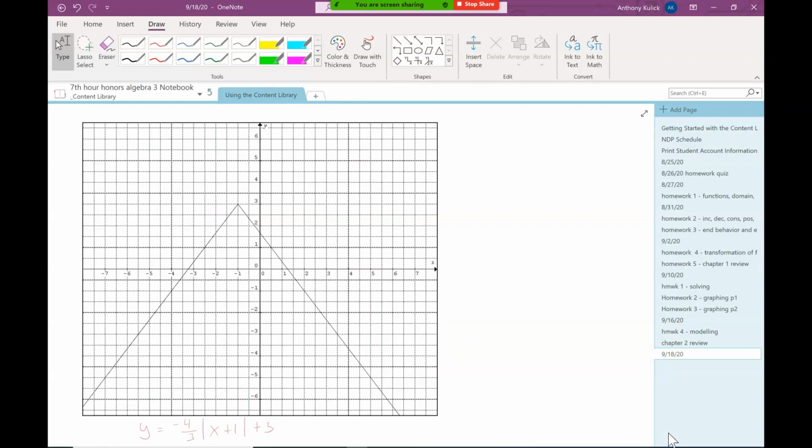Just wanted to make that a little bit smaller so I could write off to the side. So first thing I observe is that h is -1 and k is +3 because of the location of the vertex. And now for my other point, I'm going to look for places where I have grid lines intersecting.